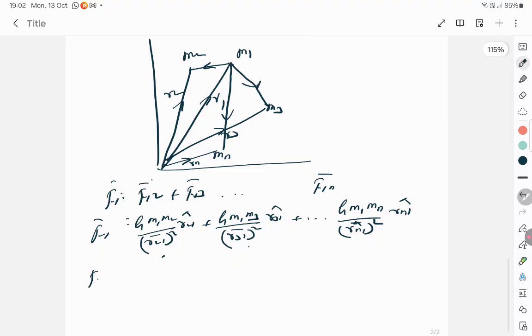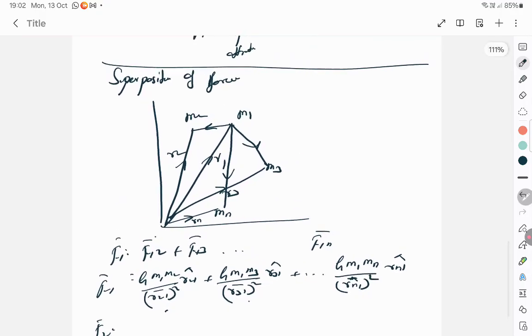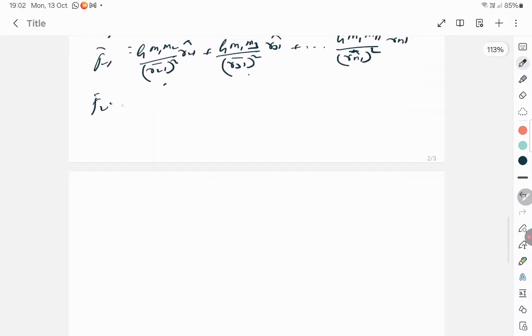Let's write the force on the second body. We have done only the first body, but it is understood that you can also do it for the second body. The second body will be attracted by the first body, by the third body, and by the nth body. The force on the second body is due to the first body, due to the third. Don't say force on the second body due to the second body; I won't exert a force on myself. And the force on the second body due to the nth. Comfortable? Okay.